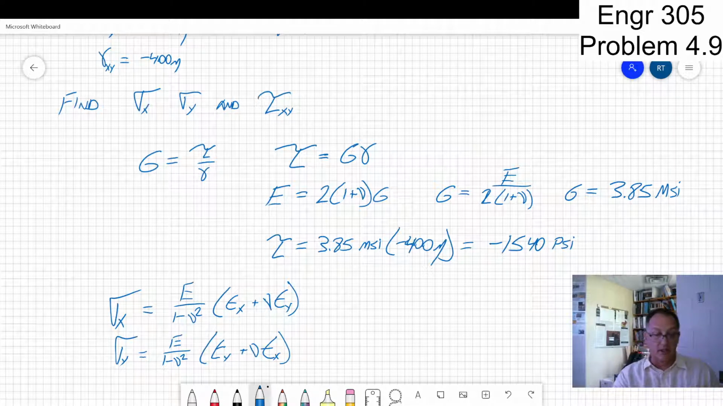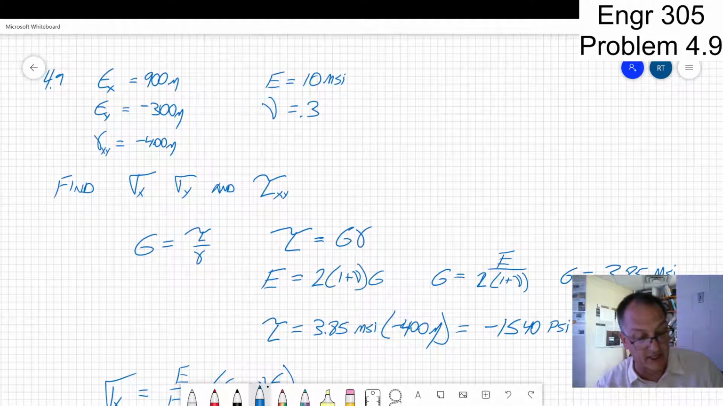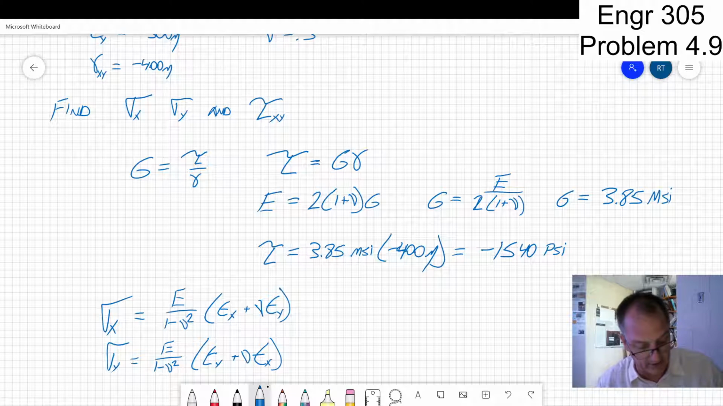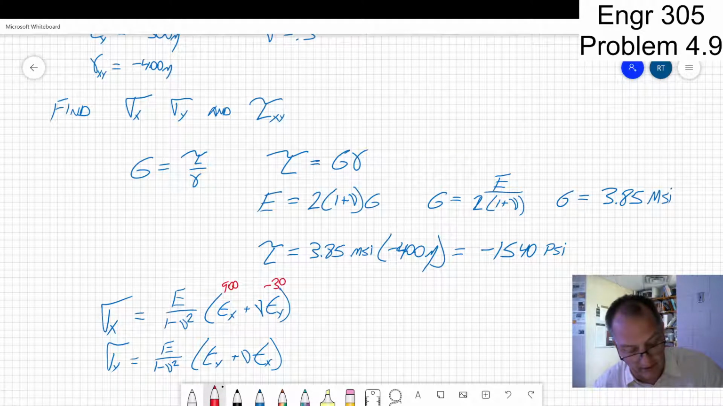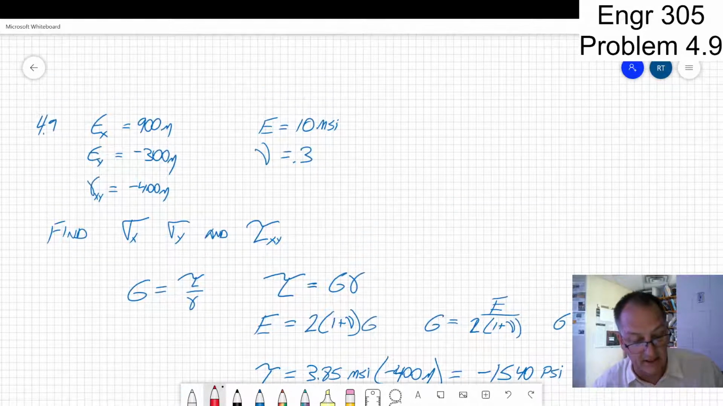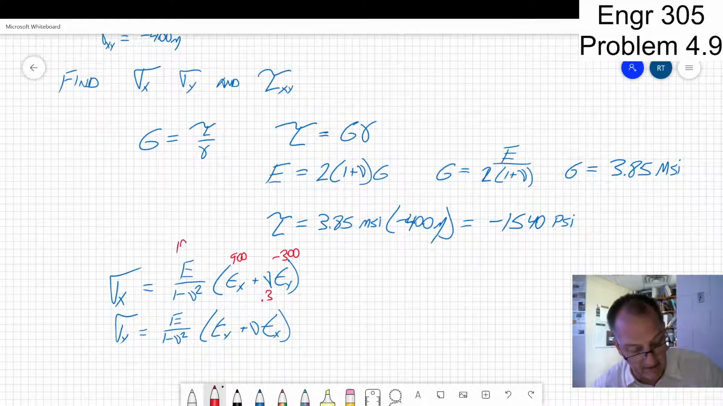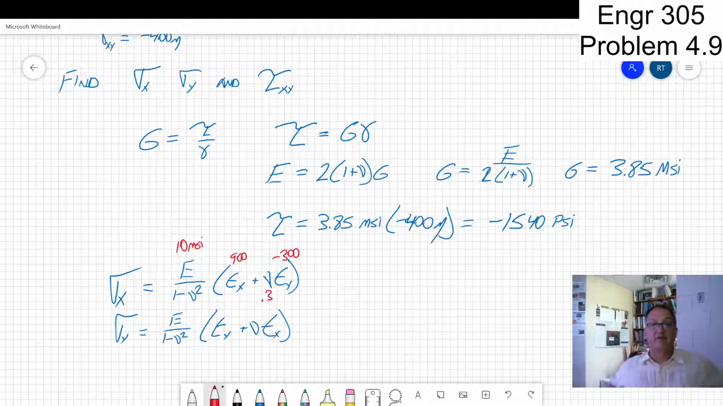And I can punch in the numbers because the strains are given up at the top. The strains are 900 and negative 300. Poisson was 0.3, and it's 10 MSI for Young's modulus. I have everything I need. Now I just have to crunch through the numbers.